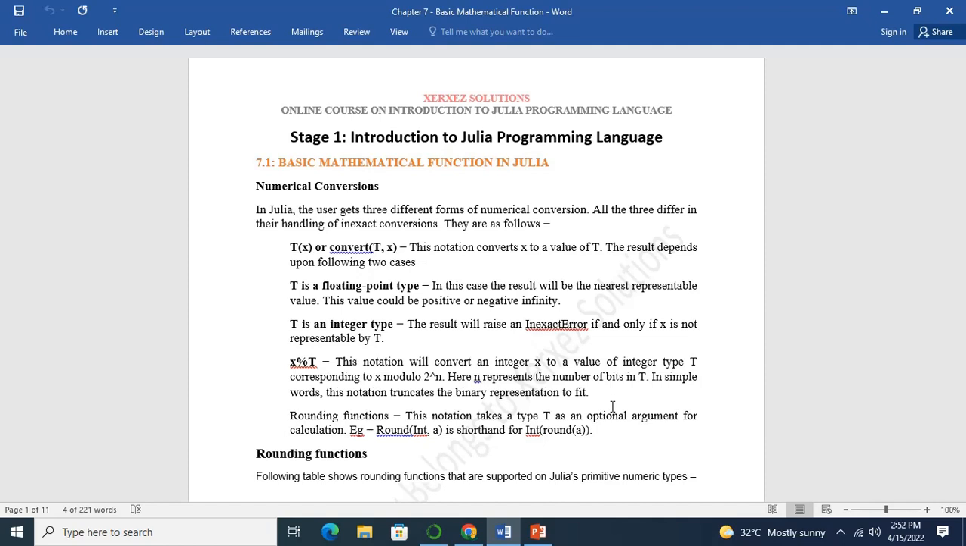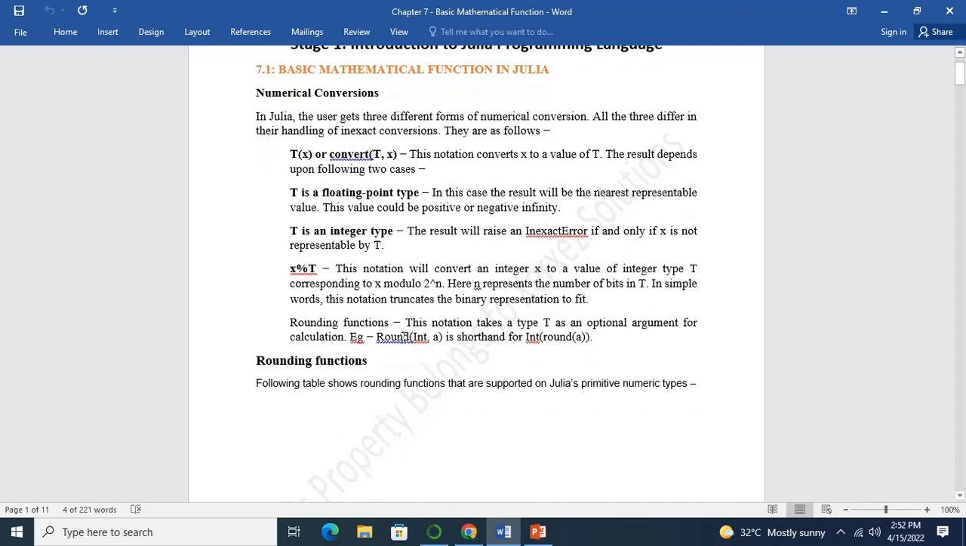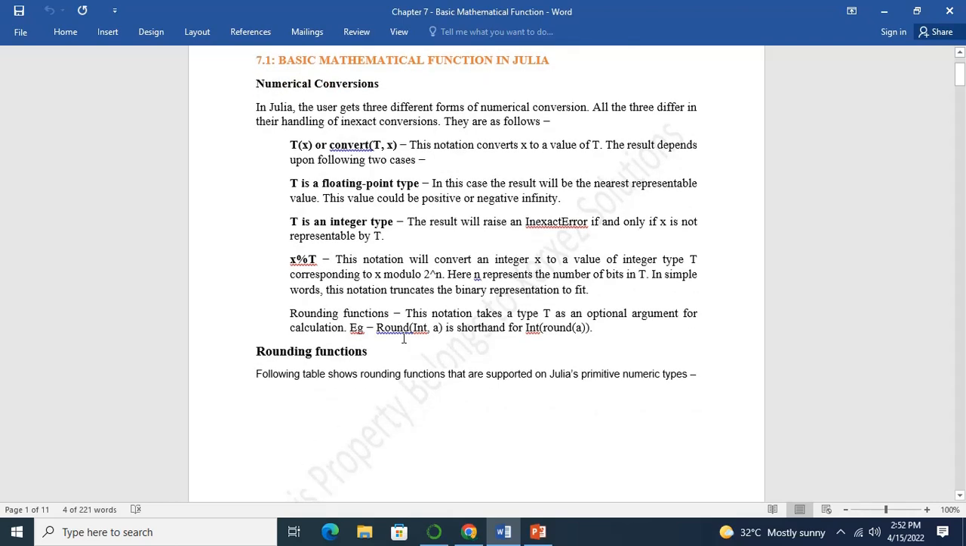T can also be an integer type. The result will raise an inexact error if and only if x is not representable by T. Next, you can have x % T also. In this notation, we convert an integer x to a value of integer type T, corresponding to x modulo 2 to the power of n. Next, we'll discuss the rounding function. The rounding function is the best example of these numerical conversions.